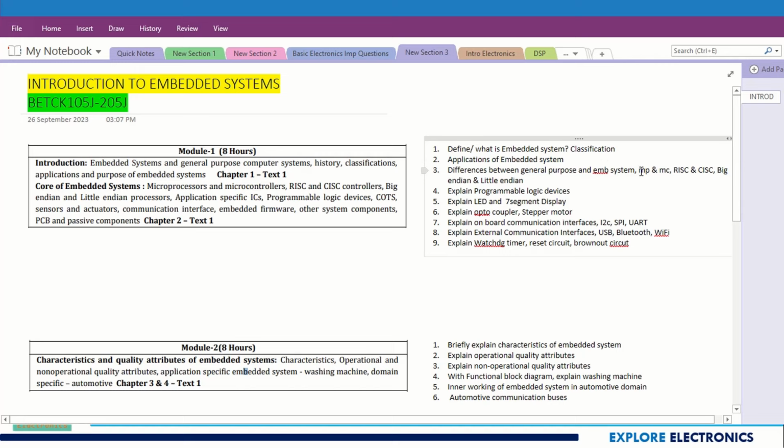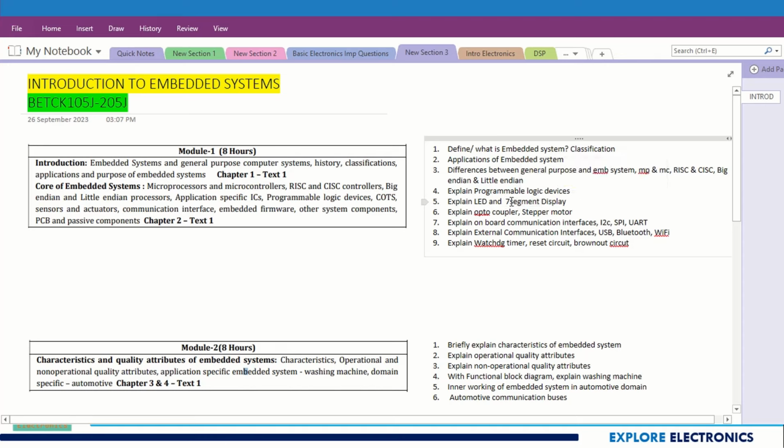And also you can expect microprocessor to microcontroller difference, RISC and CISC, and also Big Endian, Little Endian differences. And before that, a very common question you can expect in embedded system is, you need to define what is embedded system, and classification and applications of embedded system, they will ask. And coming to the second chapter, core of embedded system, here they may ask to briefly explain about the cores, which are the different processors we can use in embedded system design, or programmable logic devices can be asked to explain. And coming to sensors and actuators, LED and 7 segment display is important.